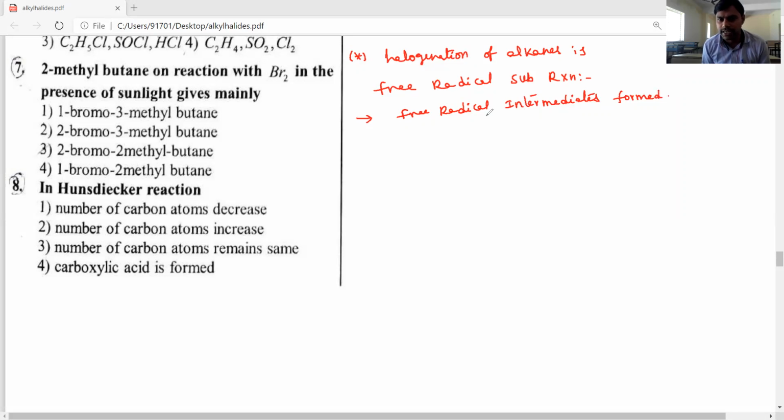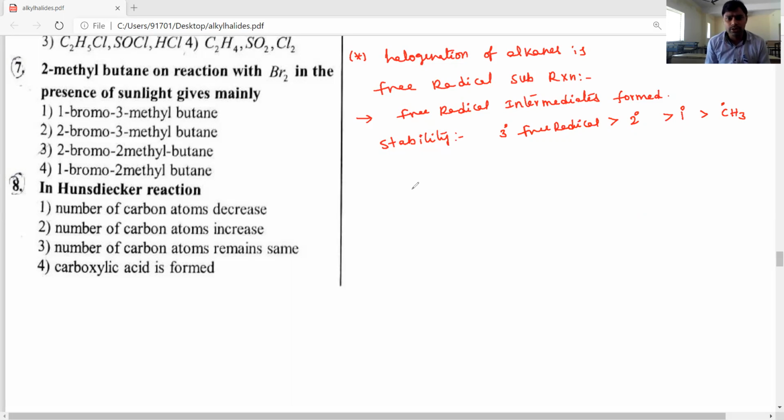Okay, so due to the presence of free radical intermediates, what is the stability order of the free radical intermediates? Tertiary is more stable than secondary, then primary, and then methyl free radical. Okay, this is the stability order of free radicals. So where a tertiary carbon is present in the alkane, the tertiary hydrogen will be replaced by the bromine atom, and the resultant product is the major product when compared to secondary and primary.